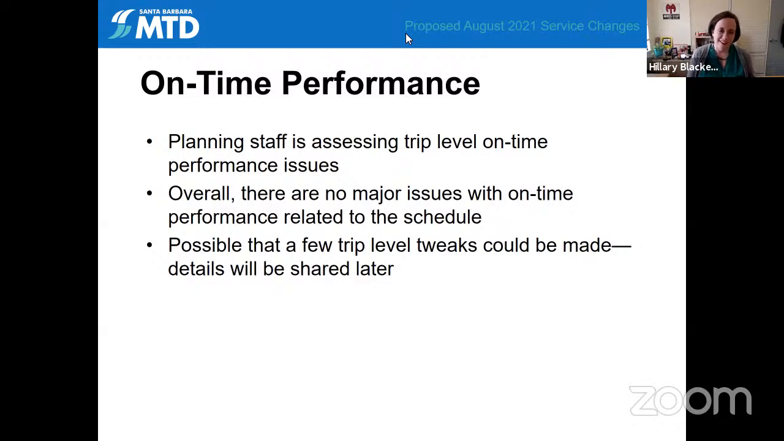Hopefully you've noticed that your bus is more on time, even before the pandemic. And traffic's certainly coming back, so we don't have the excuse of everyone being in their house anymore. But it's something we're really proud of and we want to continue to work on. It's possible we might find a little trip-level thing here or there before August, but likely everything will stay the way it is schedule-wise.